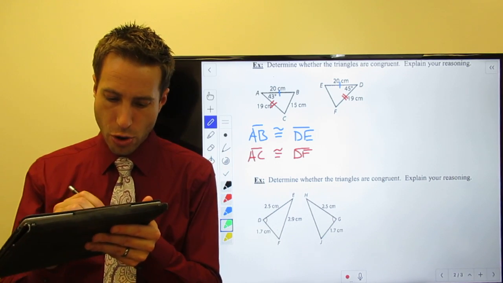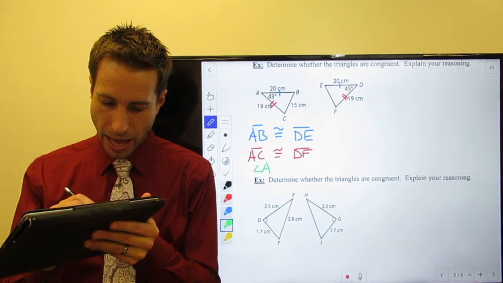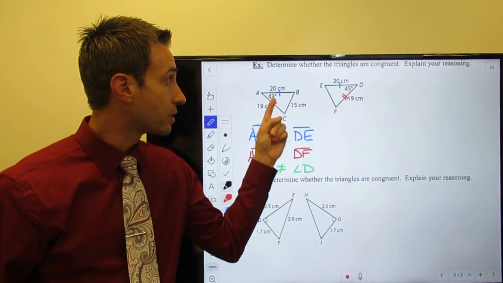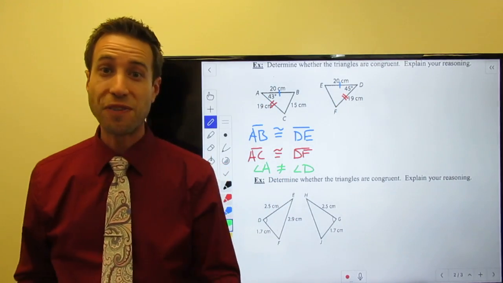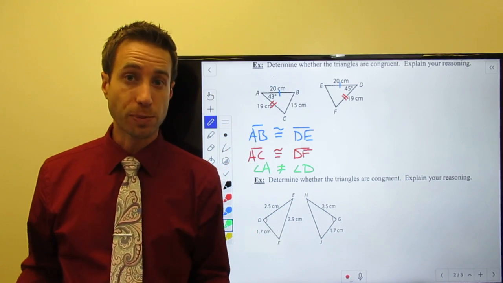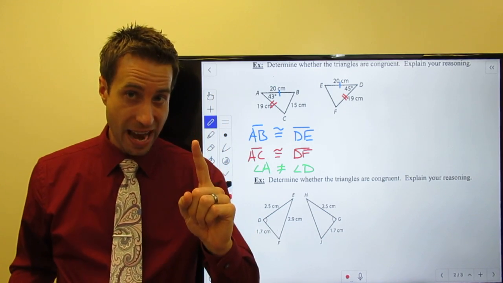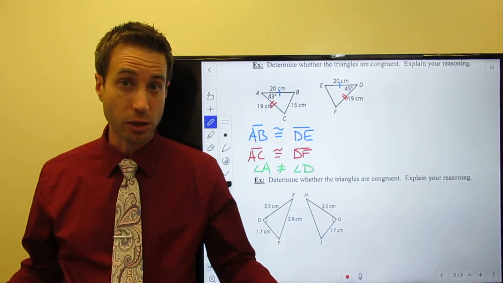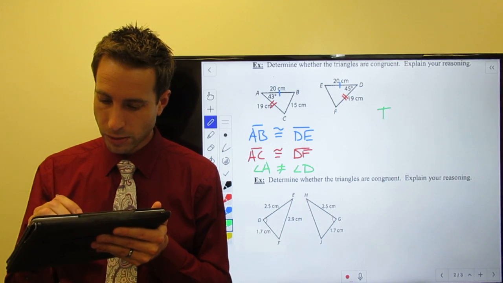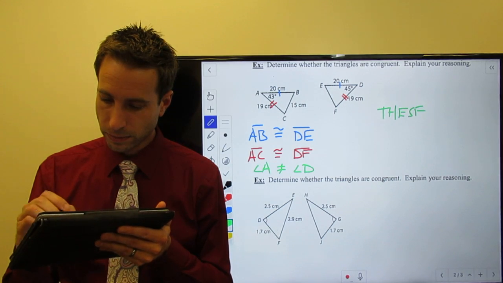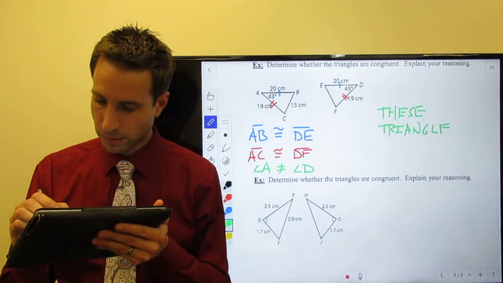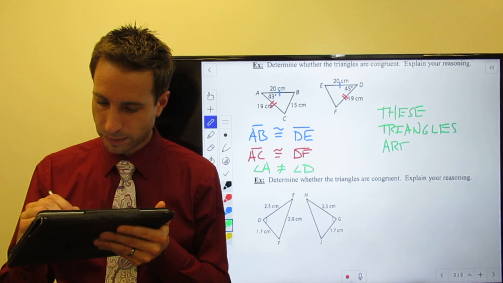Ooh, no go. Angle A does not equal angle D. Angle A is 43, angle D is 45, and again, all you have to do is show that one pair of corresponding angles or one pair of corresponding sides are not congruent, and the triangles cannot be congruent. So, these triangles are not congruent.